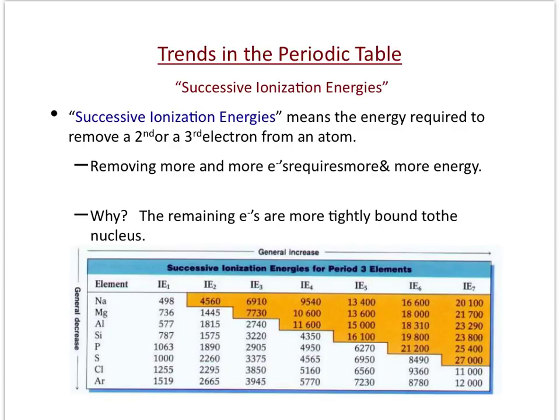Let's take a look at the successive ionization energy chart at the bottom and focus in on sodium. You can see as we go from the first removal to the second removal to the third removal to the fourth removal that more and more energy is required, like we said. But where do we see a drastic change in energy? That's happening right at this mark right here, the difference between the energy of taking one electron away versus two.